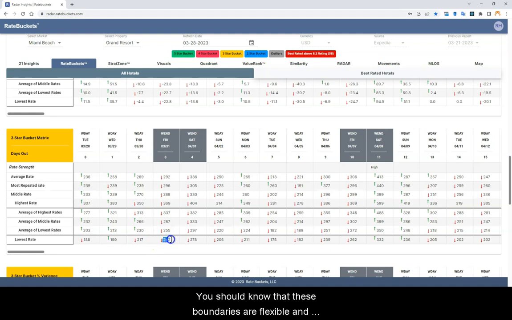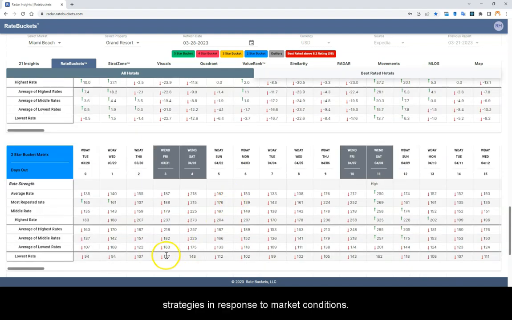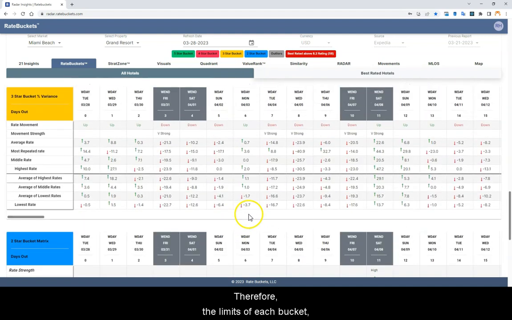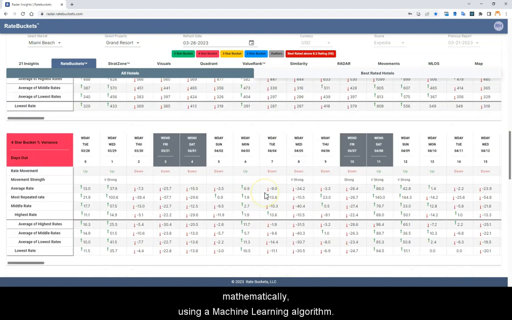You should know that these boundaries are flexible and fluctuate regularly, as hotels constantly adjust their pricing strategies in response to market conditions. Therefore, the limits of each bucket vary on a daily basis. Each of the bucket ranges are determined mathematically using a machine learning algorithm.